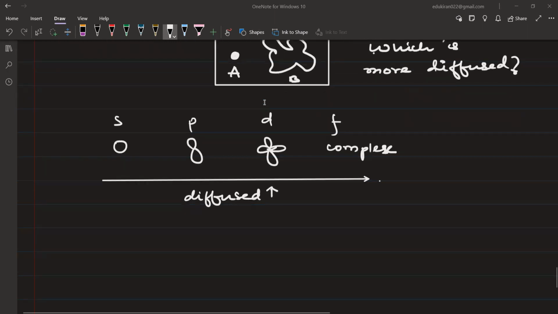Okay. Now, what do you think? If S is more concentrated and F is more spread over, which is going to shield effectively? Which will have more shielding power? Which can surround the nucleus more effectively, take all the attractive forces, and not let the attractive forces go away from it? S or F? Which is going to shield effectively?